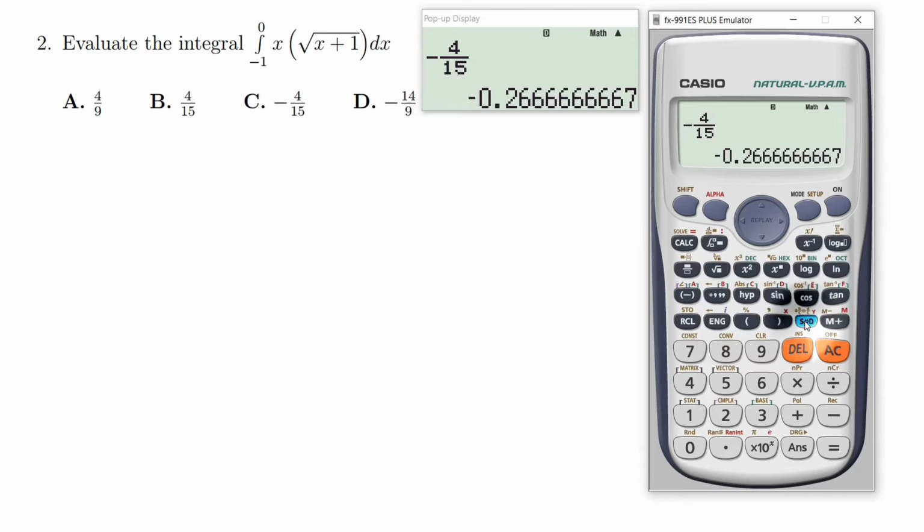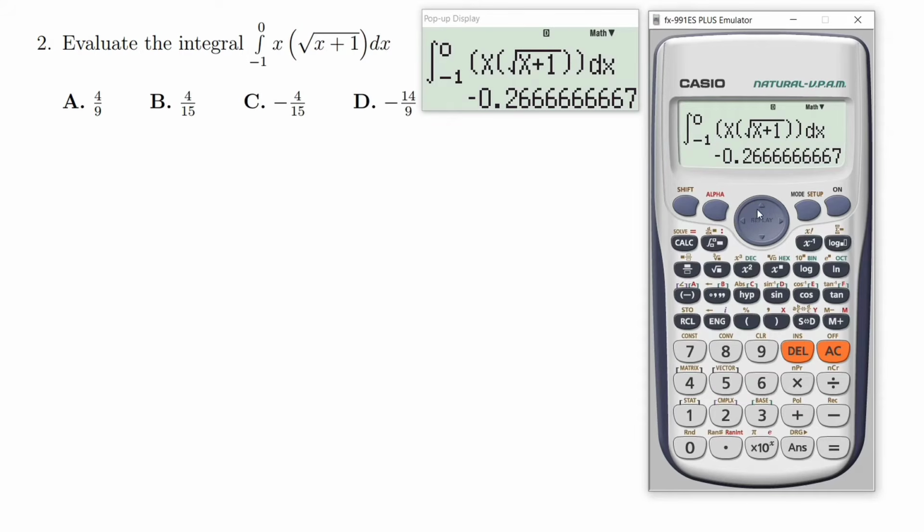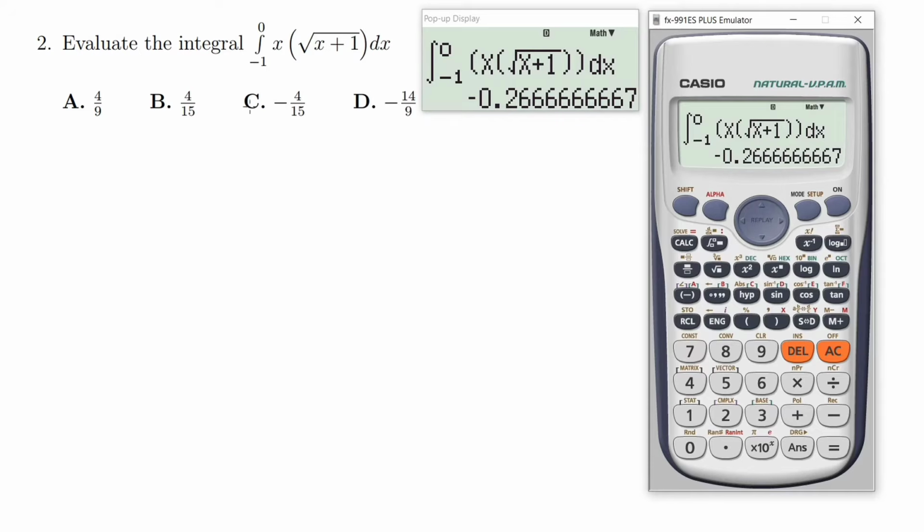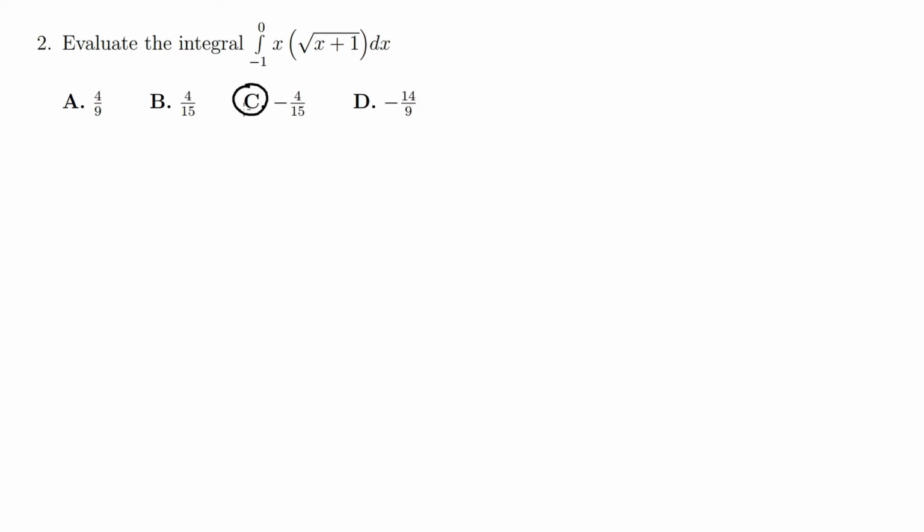so you can see that I have minus 0.2666, similar to what we had earlier. Okay, you can see that the answers are the same thing. So the correct option to this question is what? Option C. So let's move on to the next question.